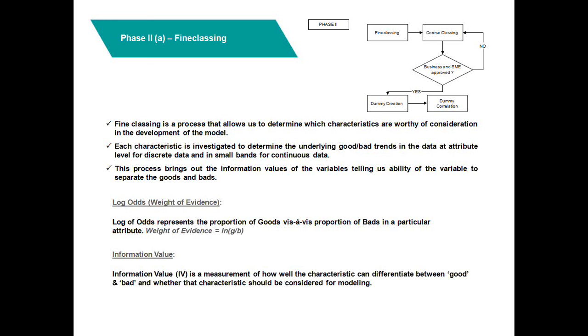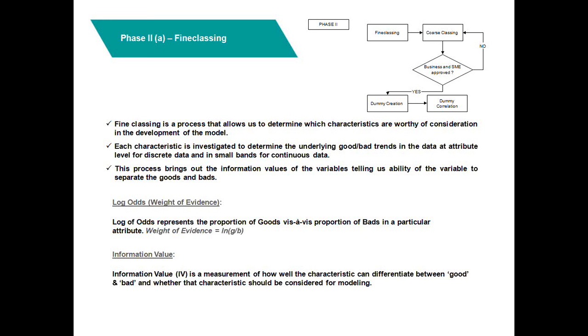Log of odds represent the proportion of goods versus proportion of bads in a particular attribute. So weight of evidence is equal to log of good by bad. And information value is a measurement of how well the characteristic can differentiate between good and bad, and whether that characteristic should be considered for modeling or not. So based on this weight of evidence and information value, we can tell which 5 variables, out of those 50 variables, are giving more information.